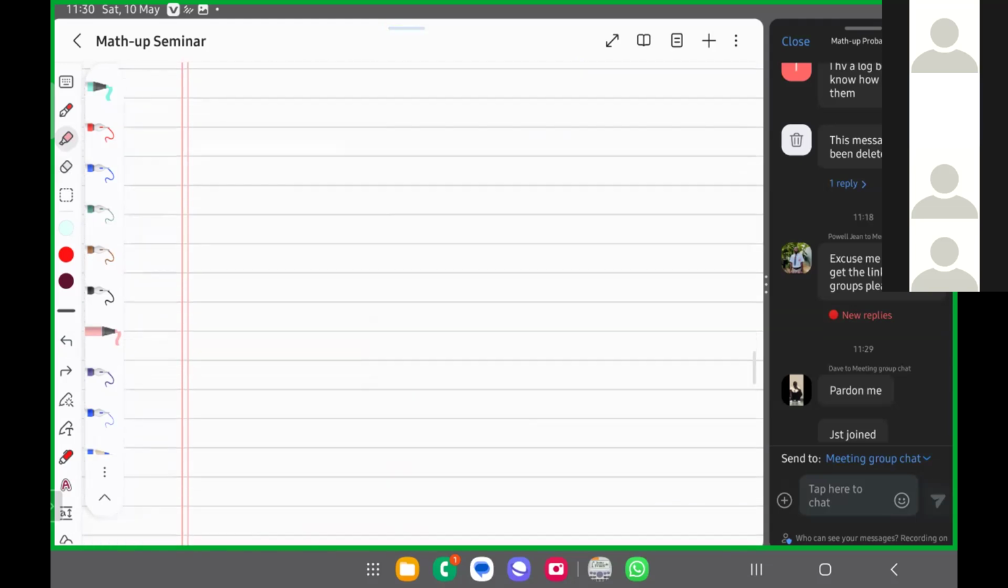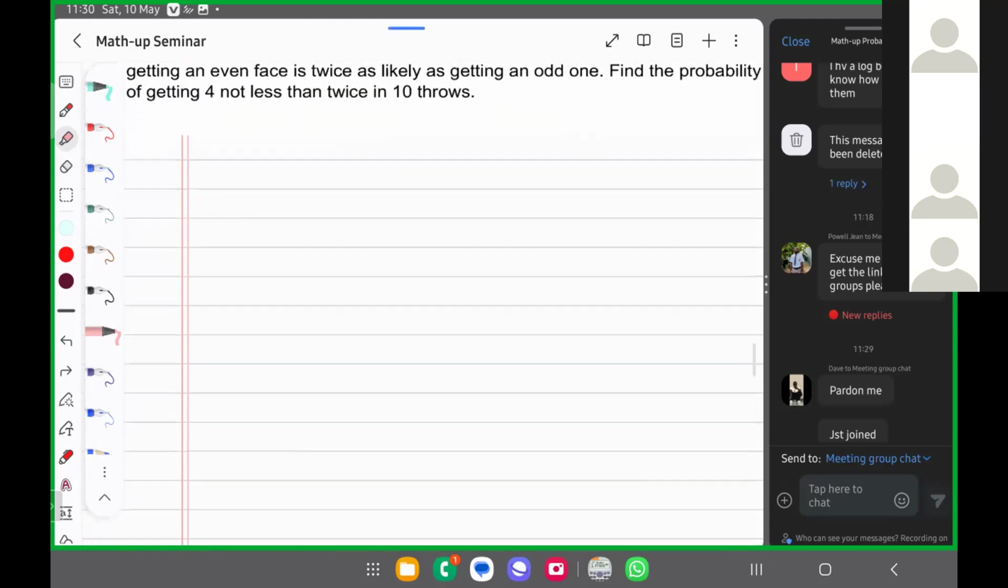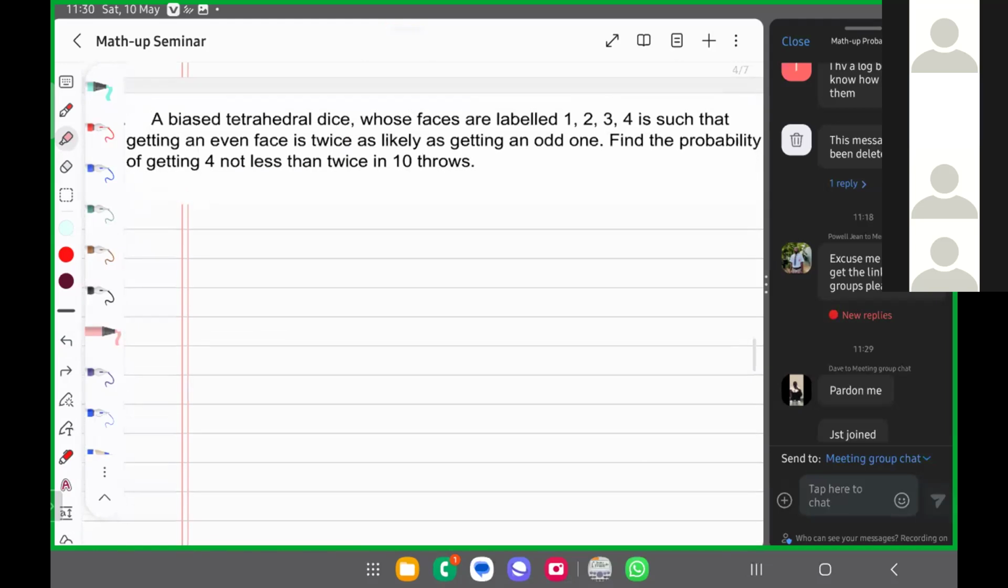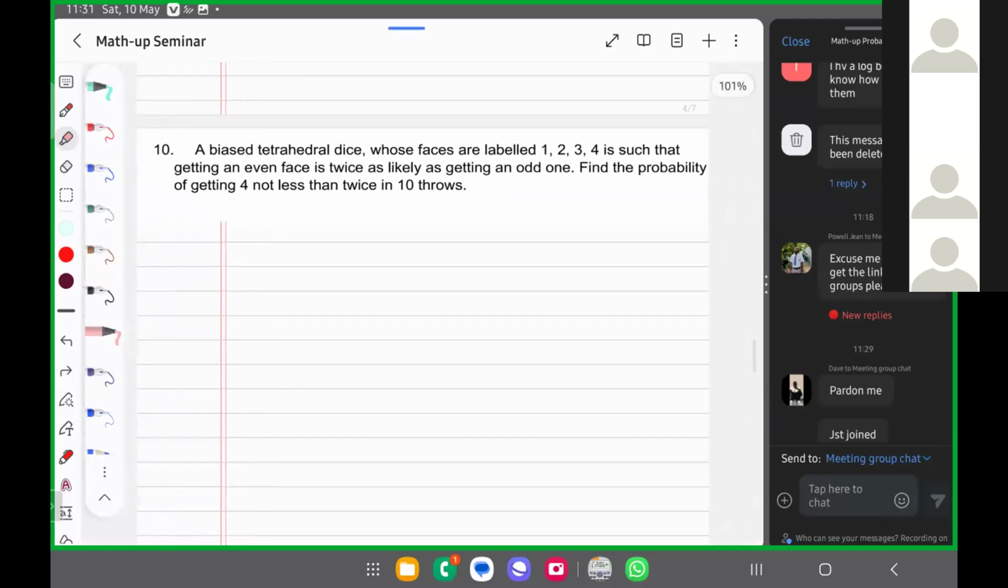Yeah, then the last question under probability, it reads: a biased tetrahedral die whose faces are labeled 1, 2, 3, 4 is such that the probability of getting an even face is twice as likely to occur as getting an odd one. Then let us find the probability of getting 4 not less than twice in 10 throws.